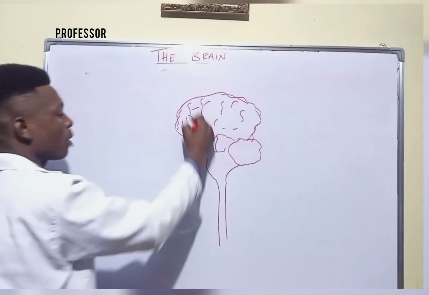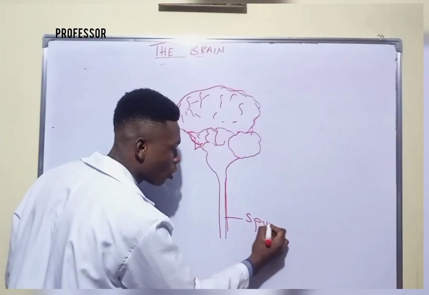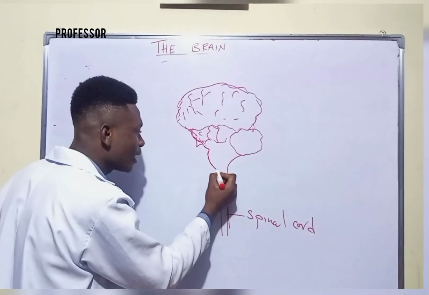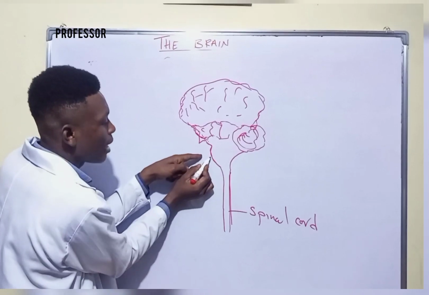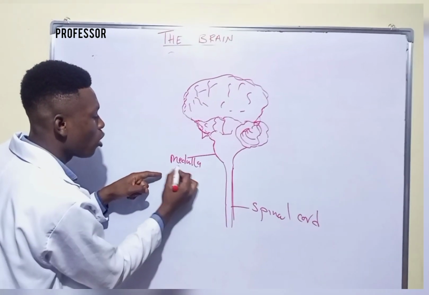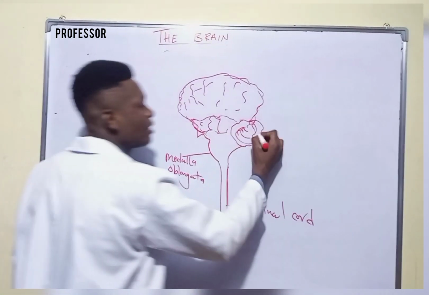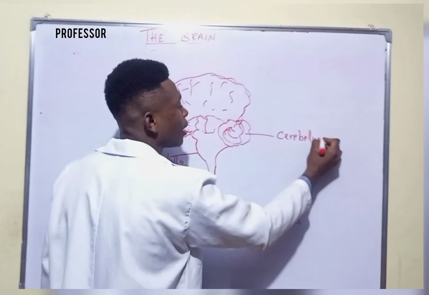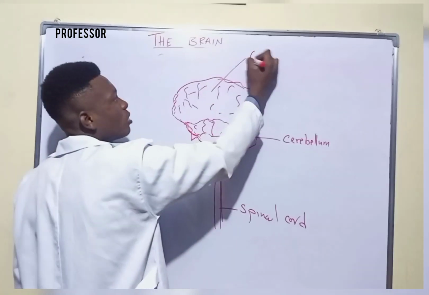As we talk about the brain, this is what we call the spinal cord. This is called the medulla oblongata, like this. Are you seeing that? Here, this is called the cerebellum. Then this, the big part of the brain, is called the cerebrum.